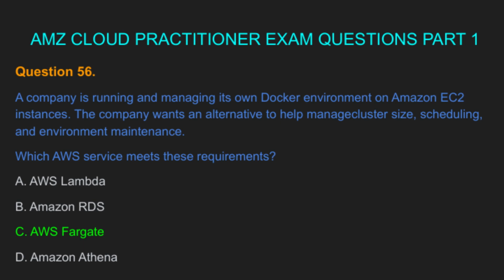AWS Fargate is a serverless compute engine for containers that works with both Amazon Elastic Container Service, ECS, and Elastic Kubernetes Service, EKS. It allows users to run containers without managing the underlying EC2 instances, making it a good option for managing cluster size, scheduling, and environment maintenance.